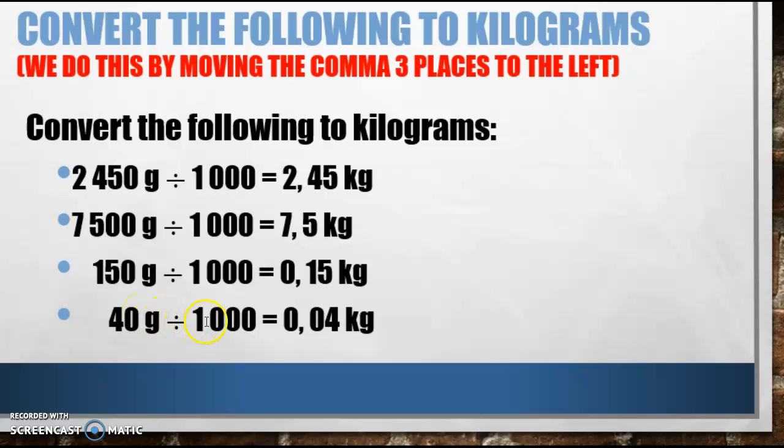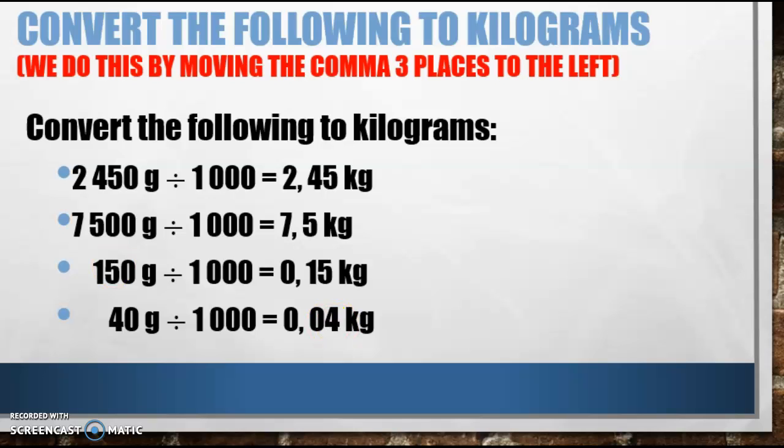40 grams divided by 1,000, converted to kilograms. We move the comma 3 places to the left. The comma is there at the end of the number. 1, 2, 3. There is a missing number over there. We fill it with a 0, and we show that there are no whole numbers over there by putting in a 0. So our answer is 0,04.